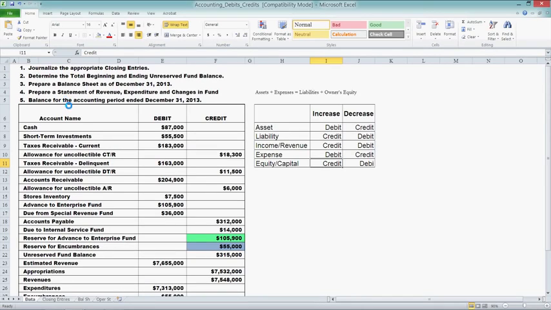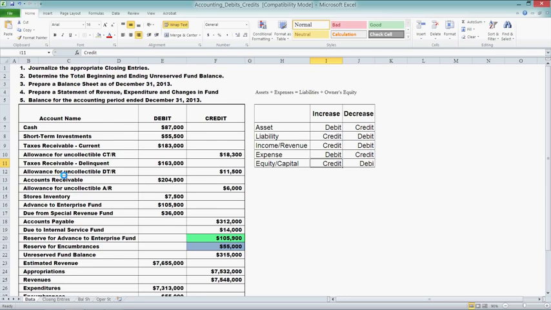And here are the things that this document accomplishes. The first one is journalize the appropriate closing entries. Second is determining the total beginning and ending unreserved fund balances. The third is preparing a balance sheet as of December 31st, 2013. Now, we're not quite there yet in this year, but this is just a hypothetical scenario. Fourth thing this document does is it prepares a statement of revenue, expenditure, and changes in funds. Fifth one, it creates a balance for the accounting period that ends December 31st, 2013.